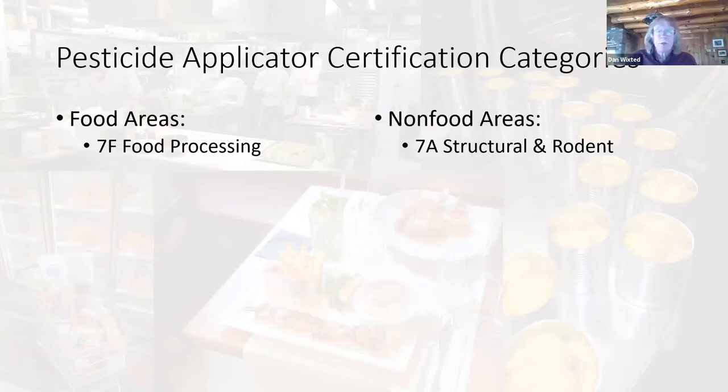And if I can use it in a food area, one thing I forgot to mention: another source of confusion is about who can apply pesticides in food areas. In New York State, if you're applying a pesticide in a food area, you need to be certified in category 7F, food processing, or be working under the supervision of someone who is. In the non-food areas, that's 7A, structural and rodent. People think because the name of the category in regulations is food processing, it doesn't apply to restaurants, bars, things like that, but it does. For any of these commercial food areas, to apply pesticides, you do need certification in 7F food processing.